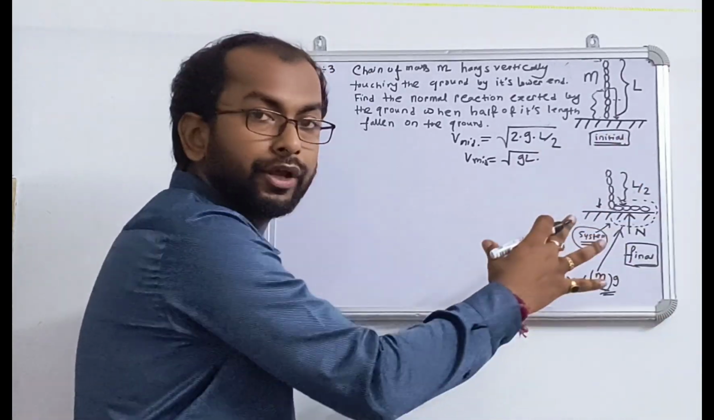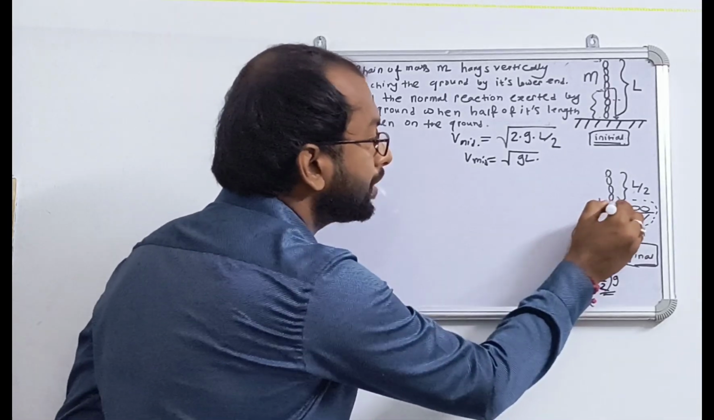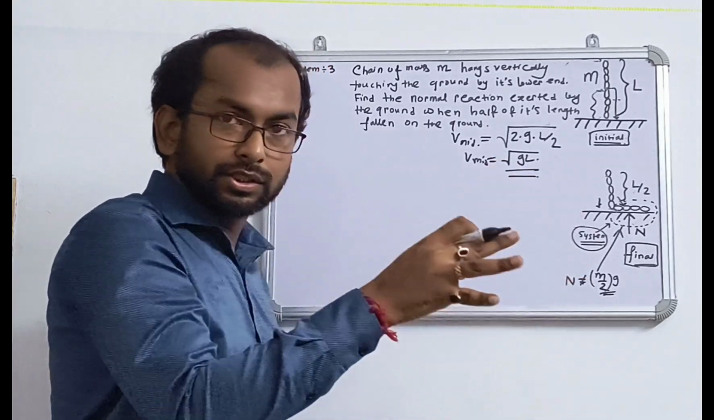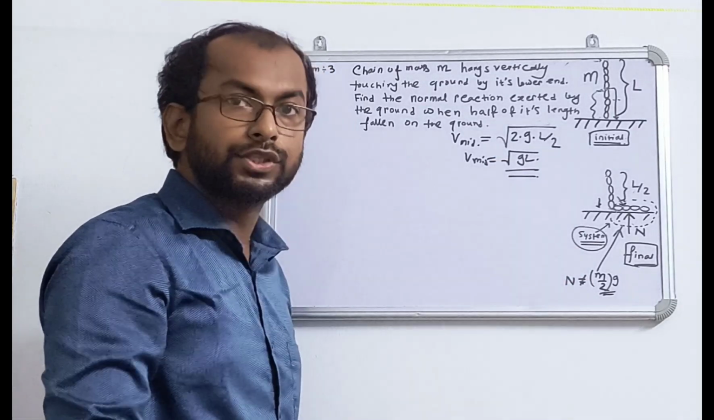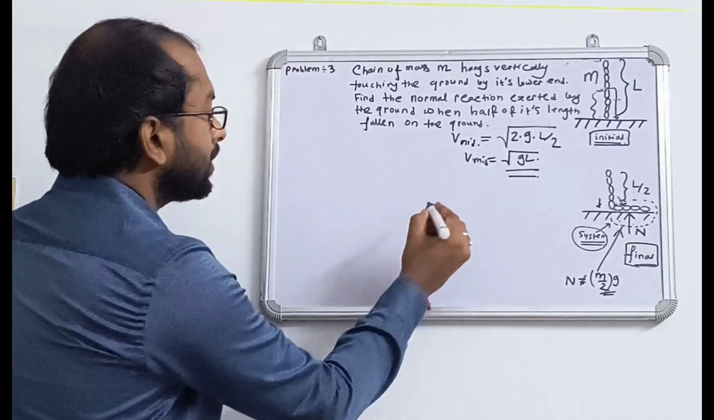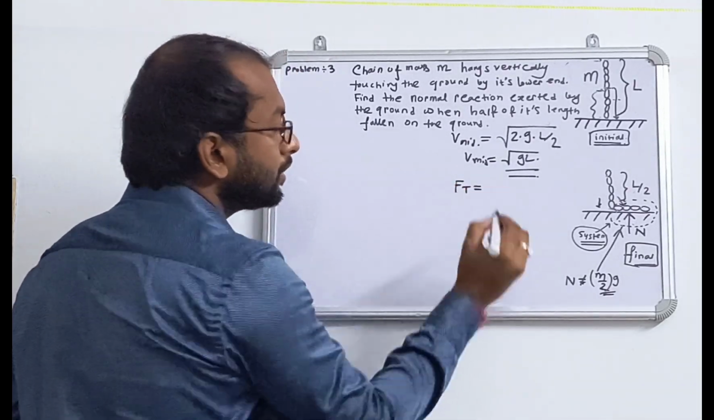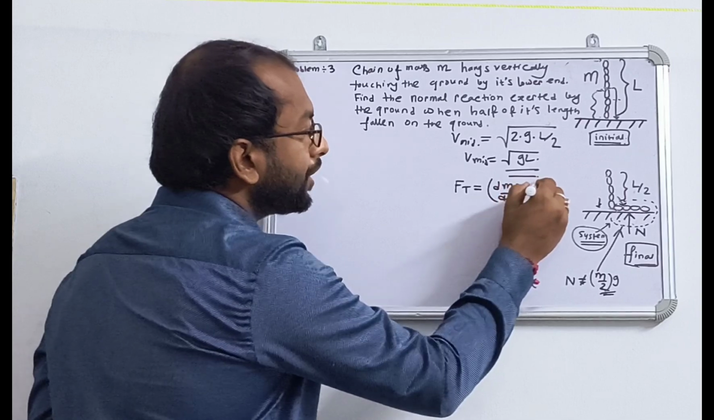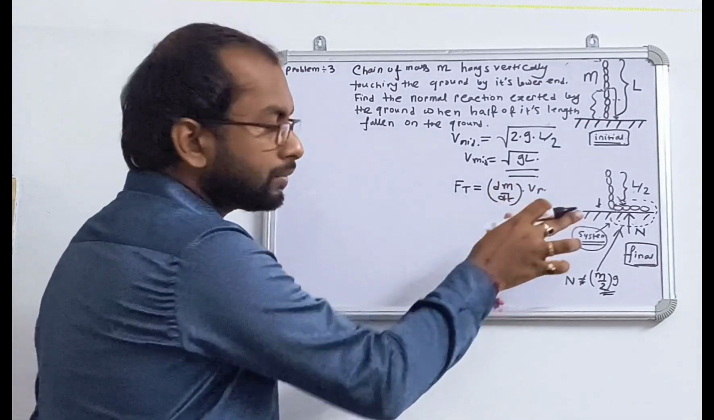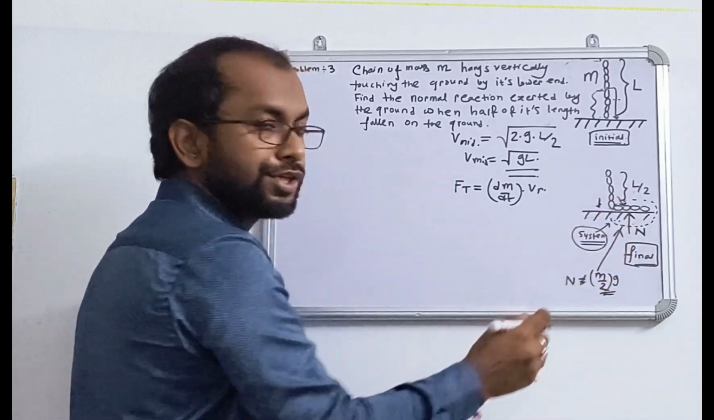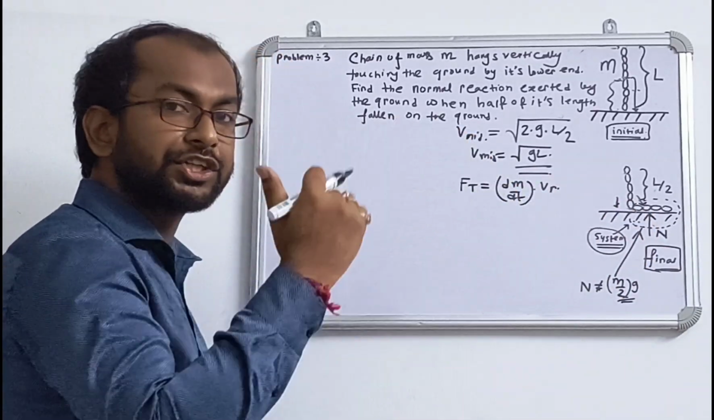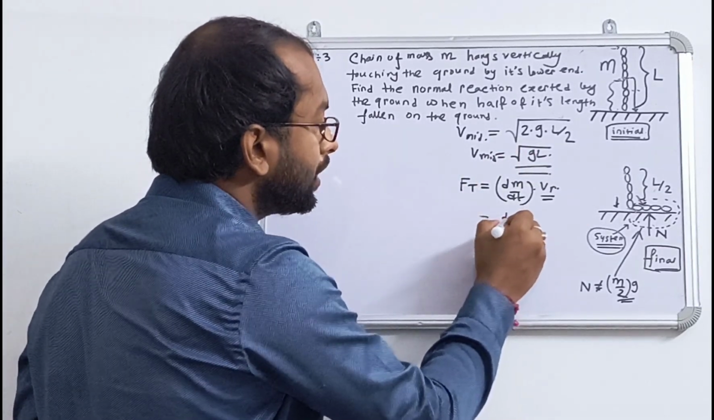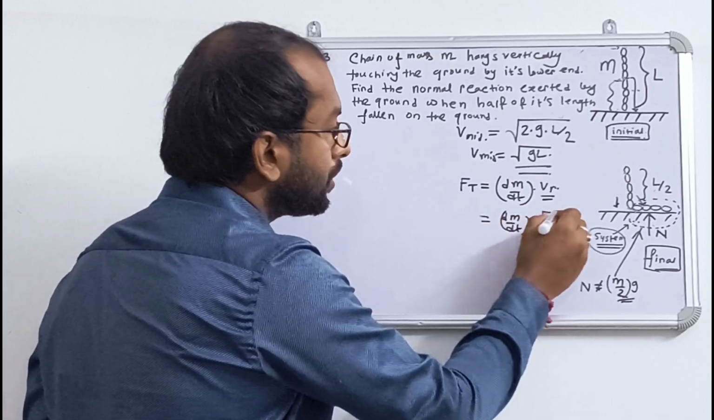So at this instant when half of the chain has already fallen on the ground, the velocity of this part of the chain is root over of gL. With this velocity the mass of the chain will be injected into the system, so there will be a thrust force generated. What is the value of the thrust force? We have already discussed in the lecture: dm/dt, the rate of the mass falling on the ground, into the velocity of the mass falling on the ground, or the relative velocity with respect to the system which is already on the floor. What is the velocity of the mass injection? This is Vr. In this case it is root over of gL. So dm/dt into root over of gL.